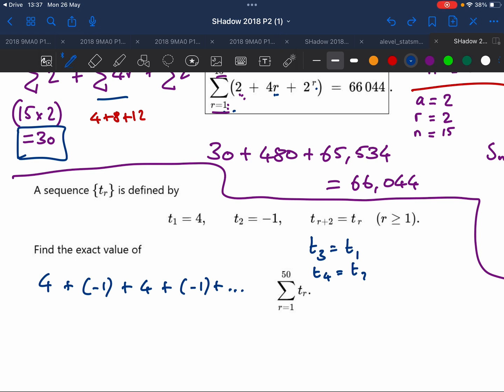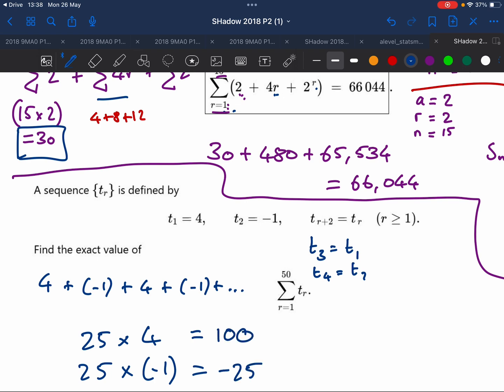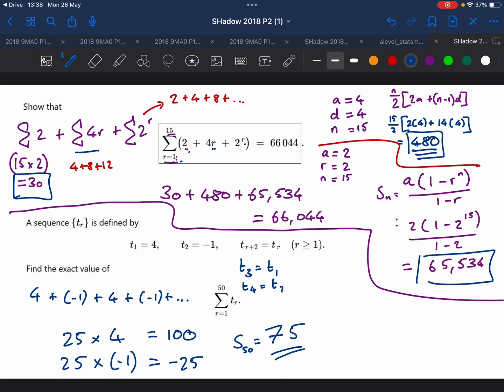So it says you're adding from 1 to 50. So from 1 to 50, there are 50 numbers. So that's going to mean that you've got 25 lots of 4, and you've got 25 lots of -1. And you're just going to work them out and add them together. So that's going to be 100, isn't it? That's going to be -25. Okay, so 75 is the sum to 50 terms. So you've seen a pretty good example there of how the sigma symbol can be used in a couple of different ways.